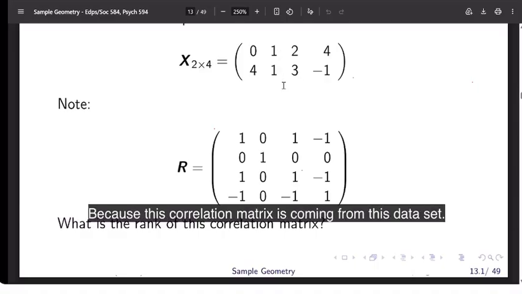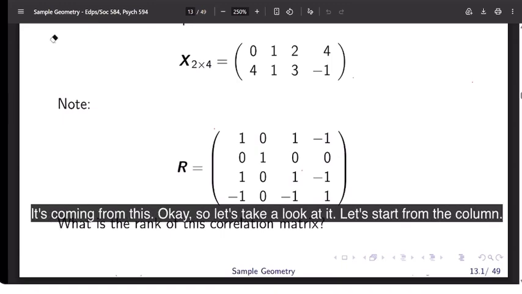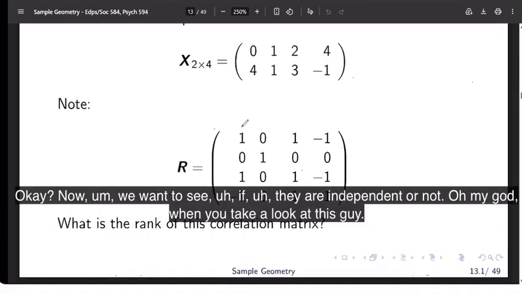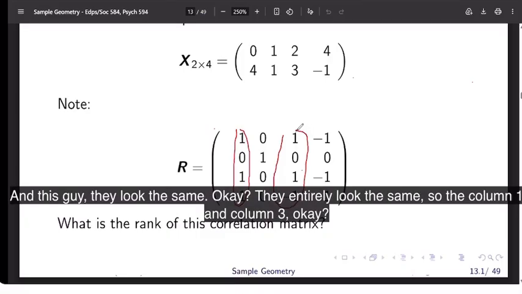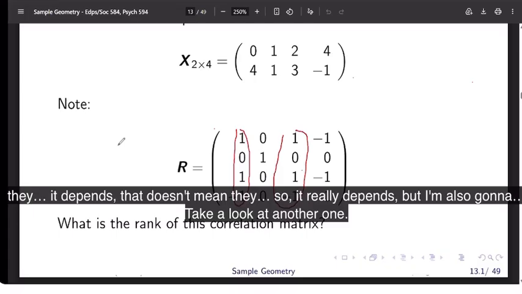Let's take a look at it. Let's start from the columns. We want to see if they are independent or not. Oh my God, when you take a look at this column and this column, they entirely look the same. So column 1 and column 3 are dependent. So this column is equal to that one.